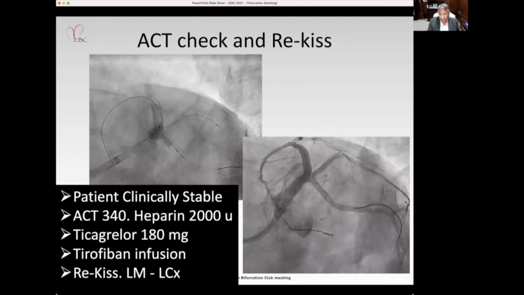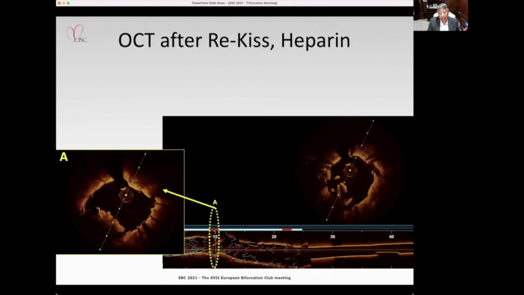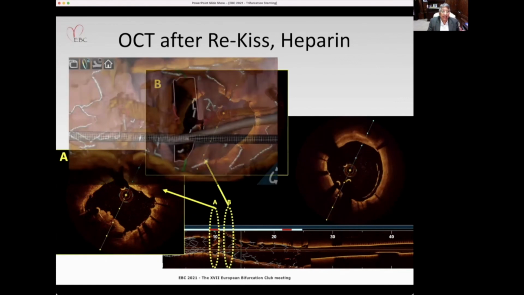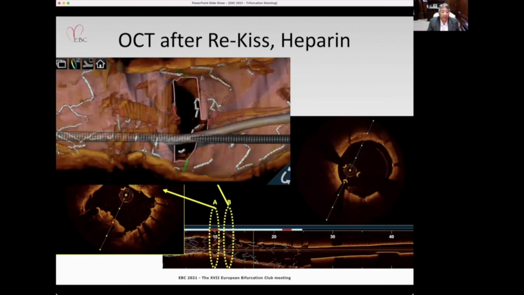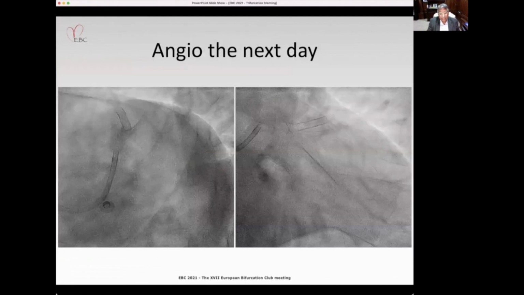And as a result, the patient remained stable. So we did another OCT. And thankfully, the thrombus is still there, but definitely less. And that's how the 3D looks. The ostium of the circumflex is open, the other ostium is full of thrombus. But because the patient remained stable, we continued the tirofiban infusion and shifted him to the CCU. The next day, we took him back.